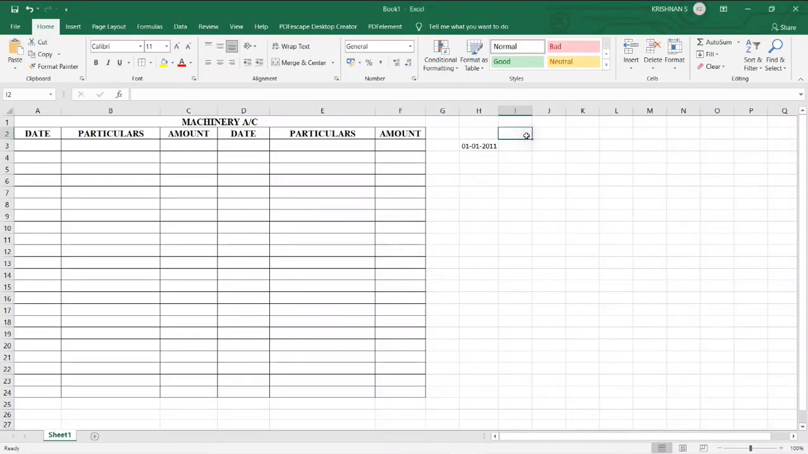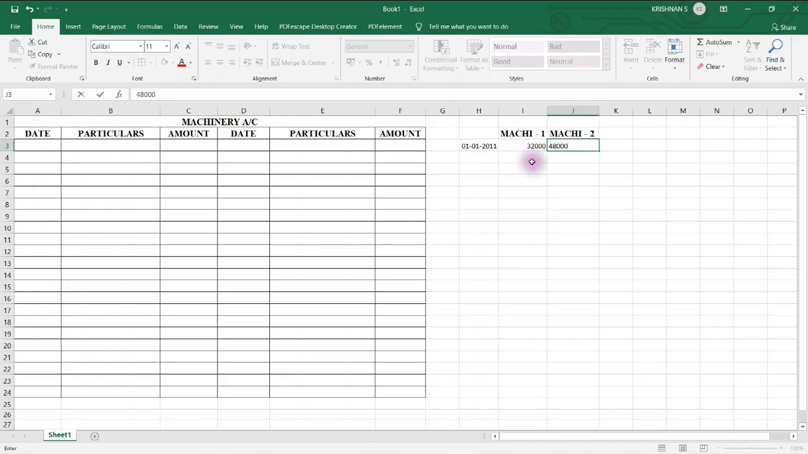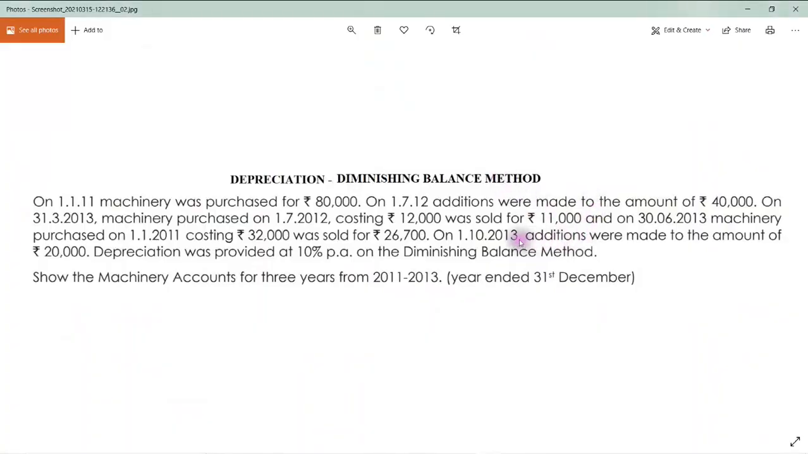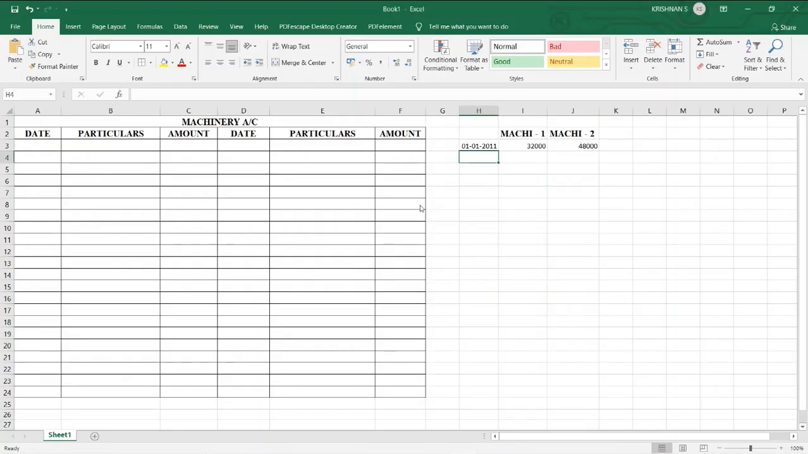So here machinery 1, then here machinery 2. On 1/1/2011 they purchased machinery for rupees 80,000. The value of the first machinery is rupees 32,000 and the value of the other machinery is rupees 48,000. Okay, right. Then up to 1/7/2012 there were no transactions.